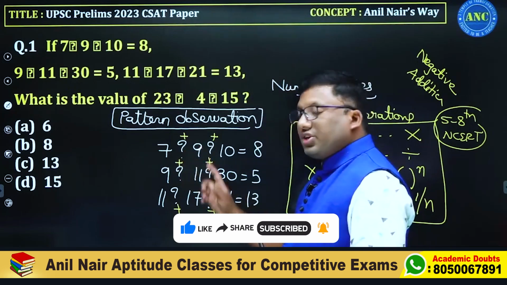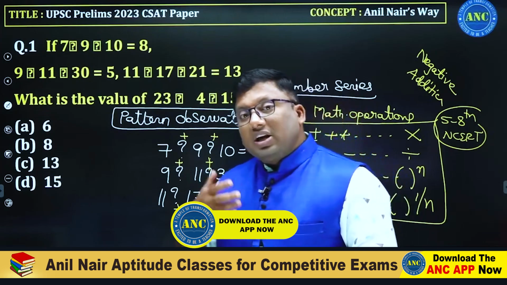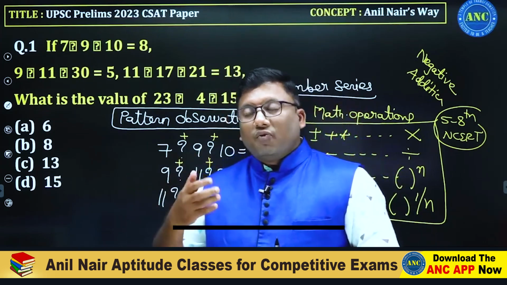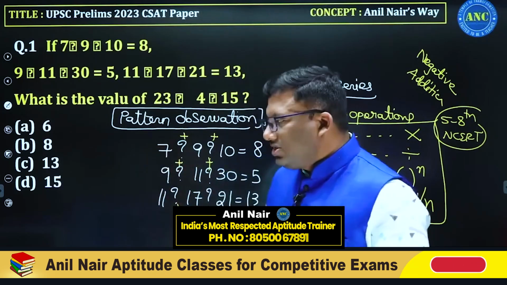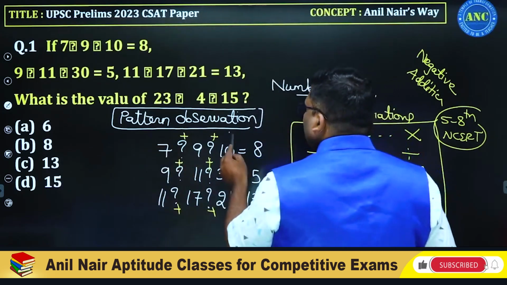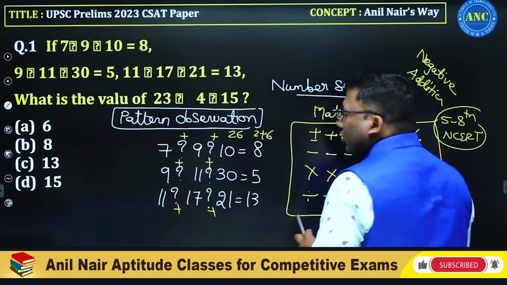7 plus 9, 16. 16 plus 10, 26. How is 26 related to 8? When 26 will become 8, 2 plus 6 is 8. Here it is 26, and here it is 2 plus 6. Let us get into the next one.